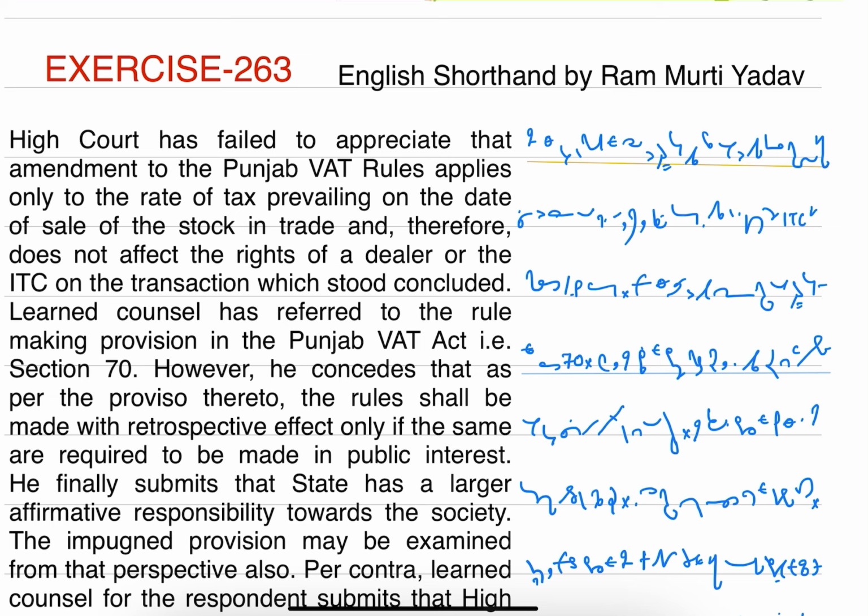High Court has failed to appreciate that the amendment to the Punjab VAT rules applies only to the rate of tax prevailing on the date of sale of the stock in trade, and therefore does not affect the rights of a dealer on the ITC on the transaction which stood concluded.